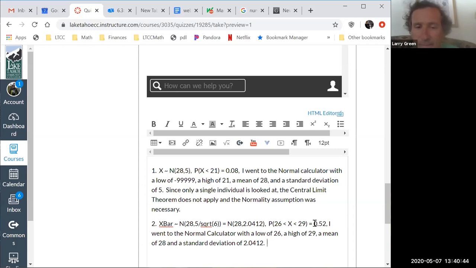And what do you think? Was the normality assumption necessary? Okay, and the answer is yes. How come? Because the reason is actually different here. We have a sample size of 6. So since n equals 6, which is less than 31, the normality assumption was necessary. Any questions on number 2?